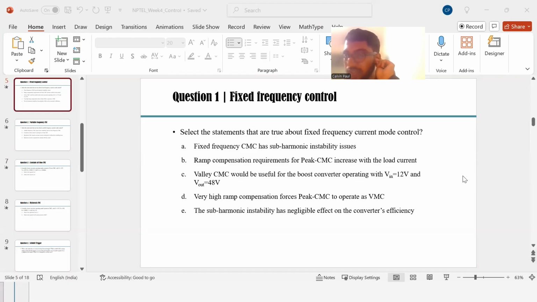Greater than 0.5. Okay, so valley current mode control has instability, that is unstable issues, when your duty is less than 0.5. But when your duty is greater than 0.5, valley current mode control is stable. Okay, so that's why C also is true. A is true, C is true. Now D. What do you think of D?